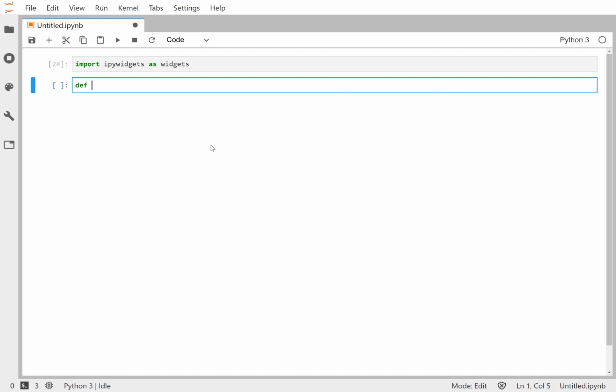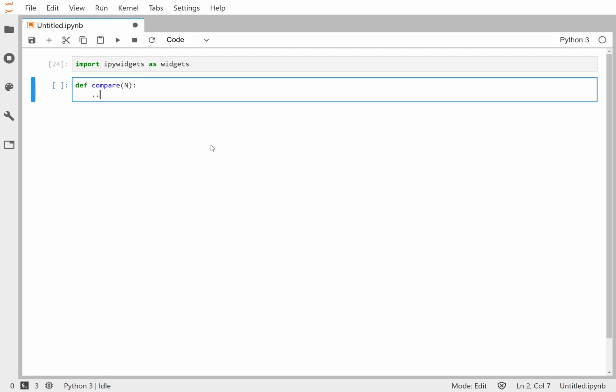And I'm going to create some code that I want to compare. So I'm going to create some kind of function called compare. I'm going to give it endpoints to compare. So we'll do like trapezoid rule with endpoints versus Simpson's rule with endpoints. And then we're going to put some code in there.